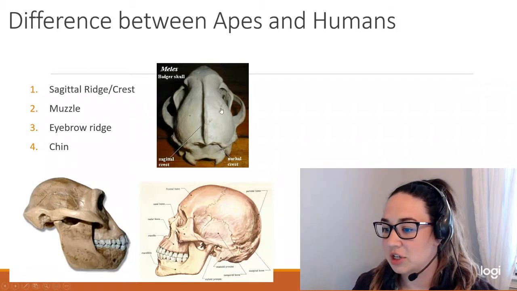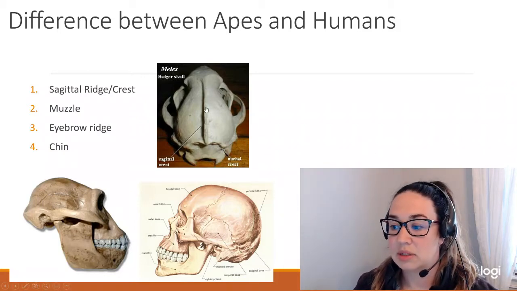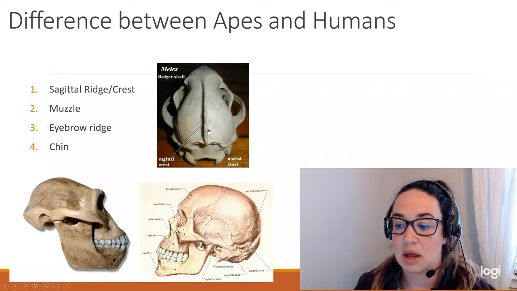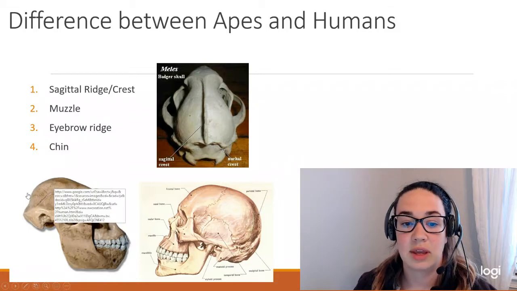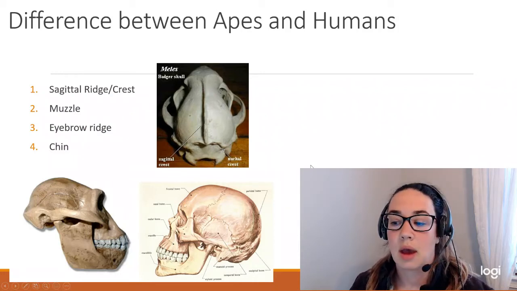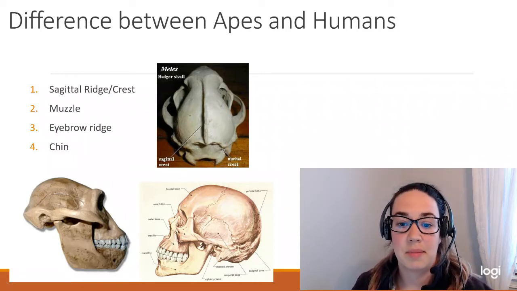This particular image here is a badger skull, but you can see it's very defined, this ridge or this crest. So this is not an ape skull, so it's not quite like that. But you will be able to see, if you look at the back of an ape skull, that it is there in existence.